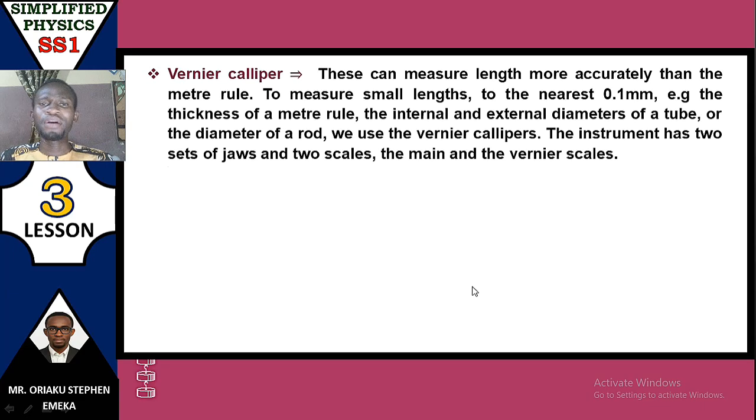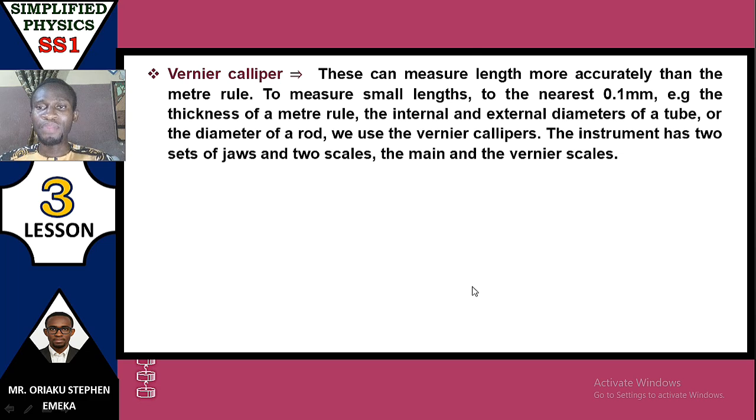Okay, vernier caliper. This can measure length more accurately than the meter rule. These are used for more accurate measurement. The smallest accuracy that a meter rule can have is 1 millimeter, which is 0.1 centimeter. The vernier caliper can measure up to 0.1 millimeter. So you can use the vernier caliper to measure things like the thickness of a meter rule, the external and internal diameter of a test tube, and the diameter of a rod. All these things can be done with the vernier caliper.